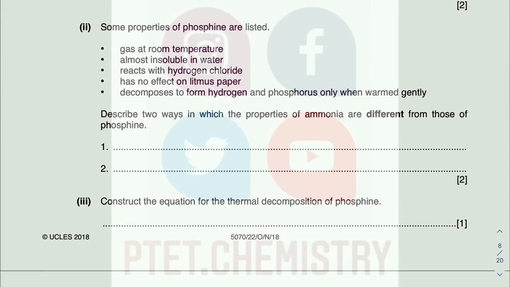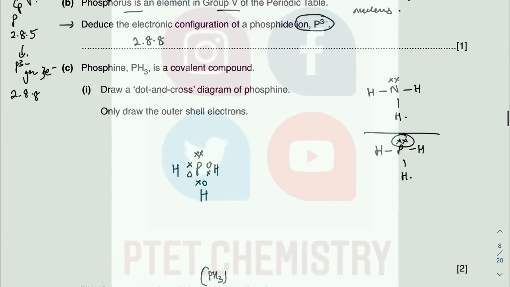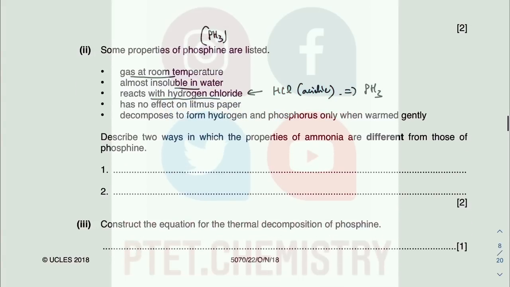Anyway, next bit. So they give you some properties of phosphine. They tell you it's a gas at room temperature, insoluble in water, that can react with HCl. So hydrogen chloride is HCl. So HCl is acidic. So that means the PH3, which is the phosphine, because they told you PH3 is phosphine there, is going to be basic. Okay, maybe not, because it has no effect on litmus paper. If no effect on litmus paper, then maybe I shouldn't say anything about it. It decomposes to form hydrogen and phosphorus when you warm gently.